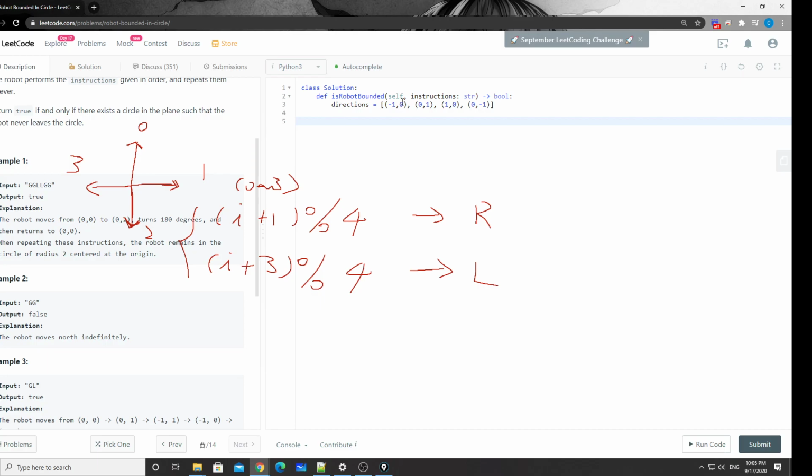Okay, and now I'm going to define the current direction equals to 0, because at the beginning I'm defining 0 as north. And then the current position is 0 and 0. So now I just need to simply loop through the instructions here.